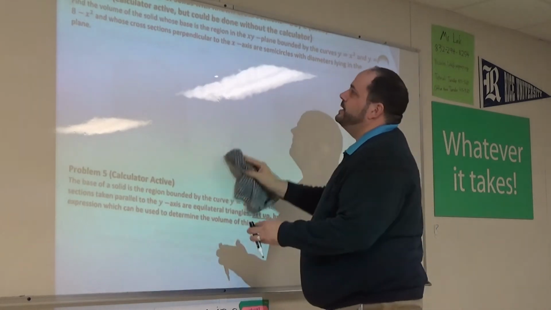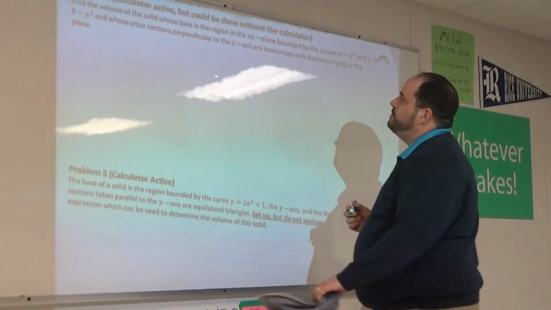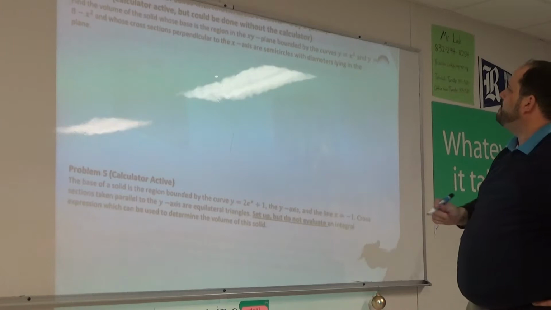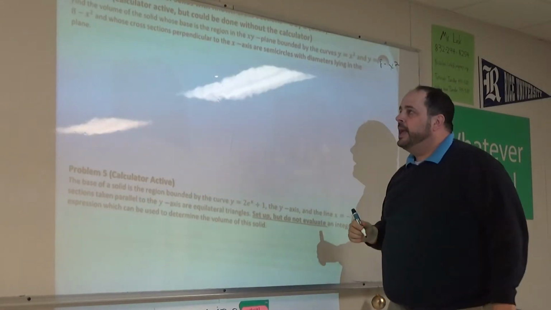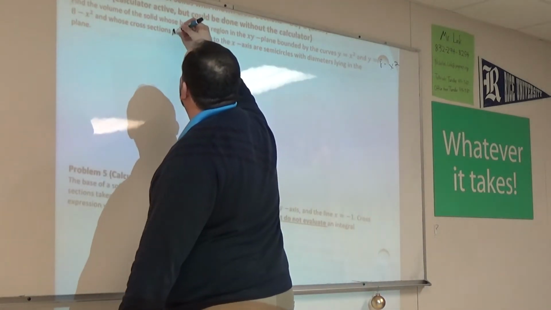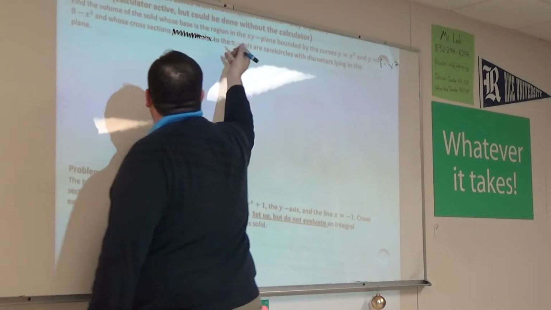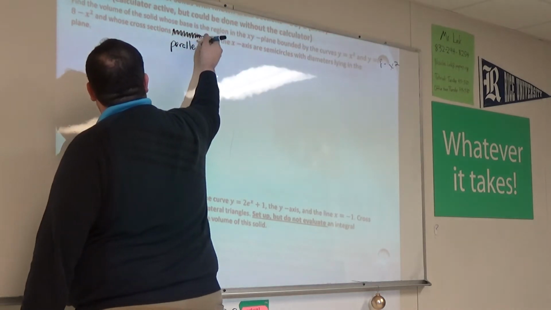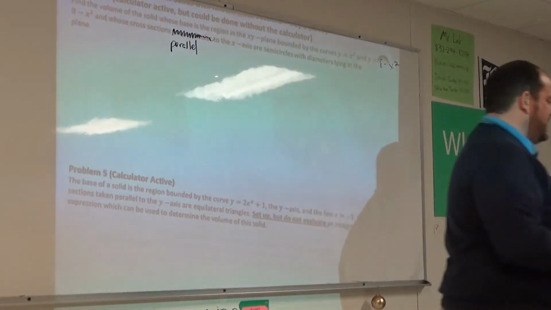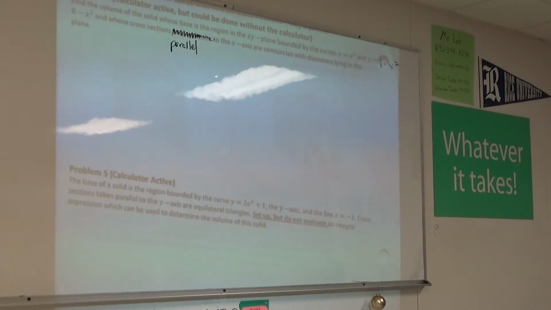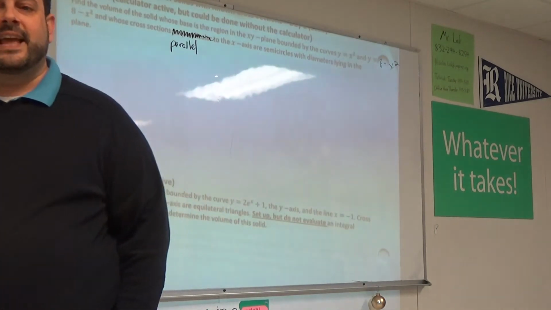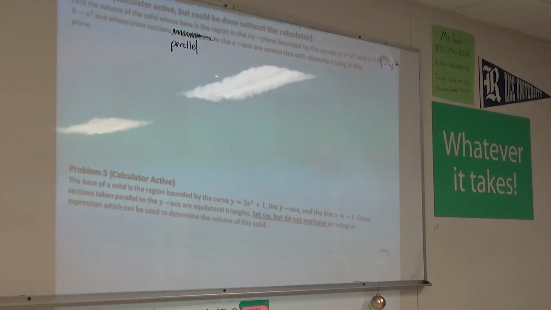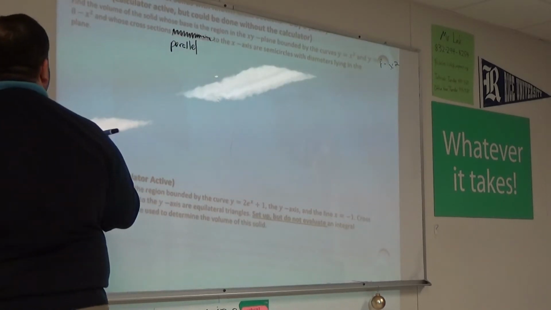We're going impromptu here. Find the volume of the solid whose base is the region in the xy plane bounded by y equals x squared, y equals 8 minus x squared, and whose cross sections are parallel to the x-axis and semicircles. Wait, wouldn't it be dy? Yes, dy.